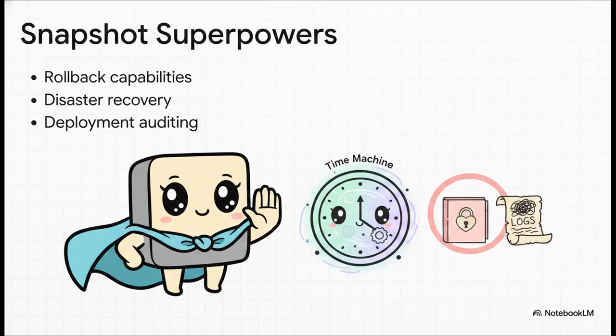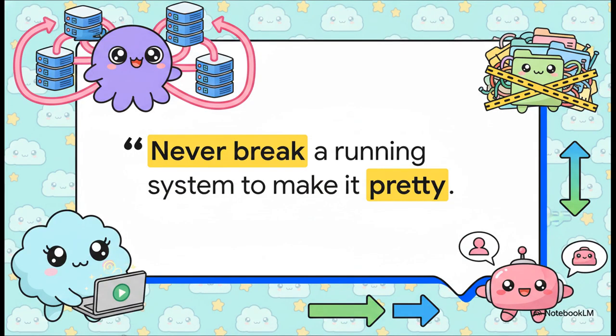Keeping those out is a critical security mandate. If your Dropbox ever gets compromised, the attacker just gets the infrastructure blueprints. They do not get the actual keys to your API data or user accounts. So the crucial point is this golden rule: never break a running system to make it pretty.